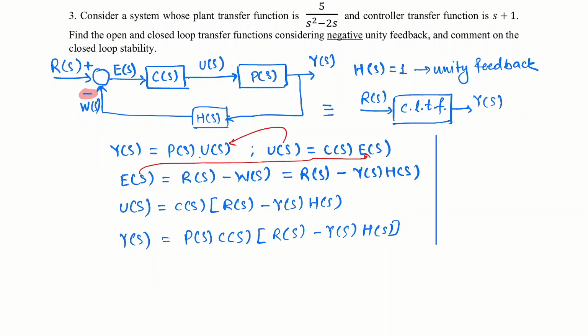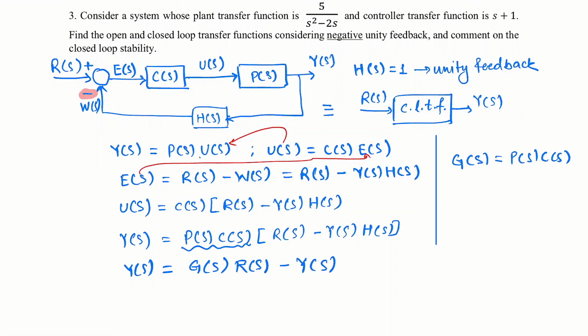Now what we would do is merge the plant and the controller and call it G of S. So P of S into C of S would be G of S. And while we are at it, let's open up the bracket: G of S into R of S minus Y of S times G of S H of S.